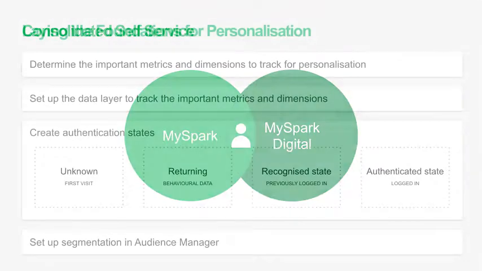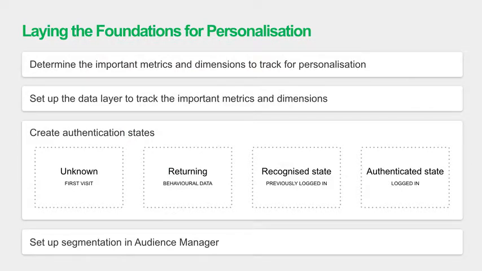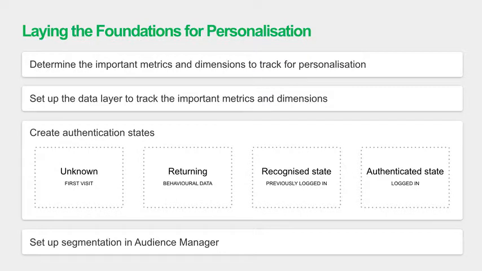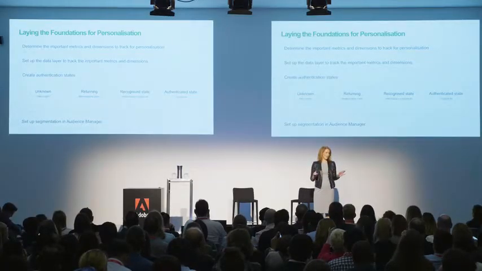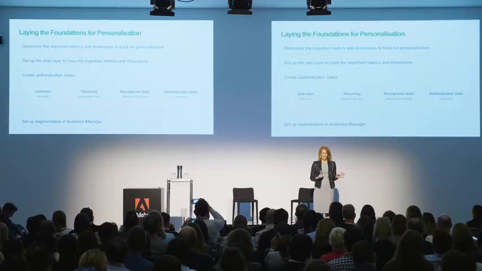Now we finally get to laying the foundations for personalisation. So there was a whole lot of foundational work that needed to occur. But we're still in foundation. So one of the first things was to determine the important metrics and dimensions to track for personalisation. If you're embarking on this, don't try and work out all of them for your entire site all at once. You'll be there forever, and by the time you do anything, it will be out of date.